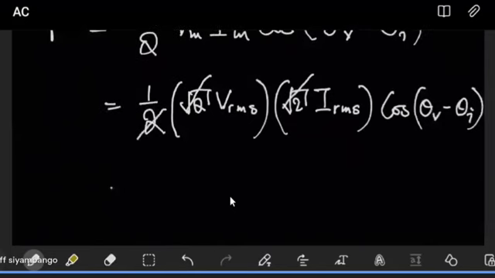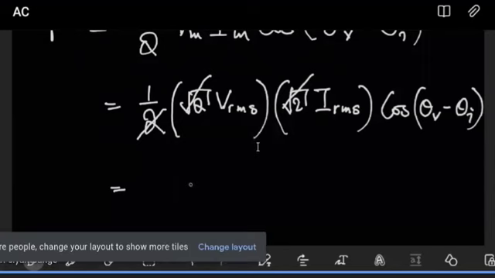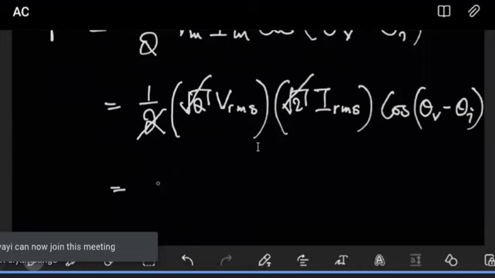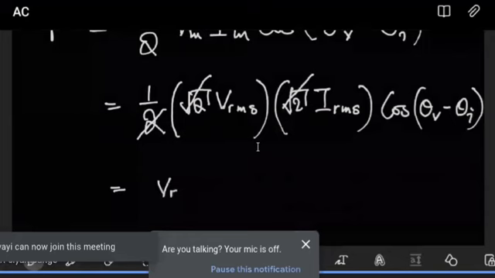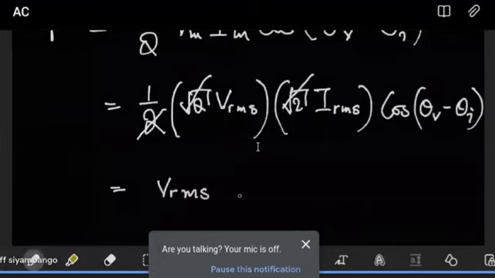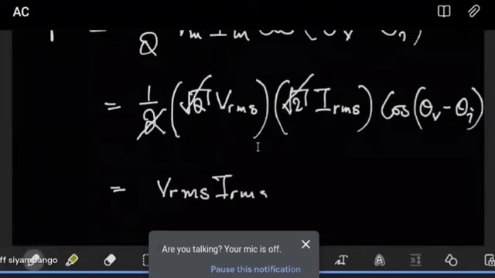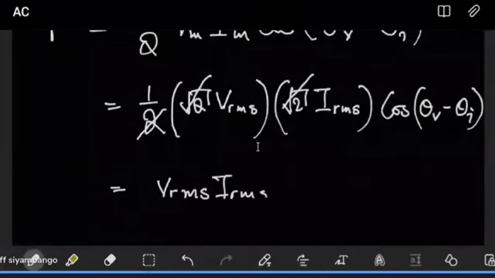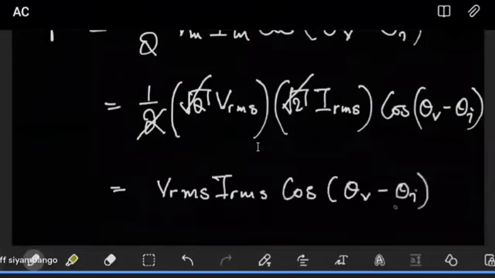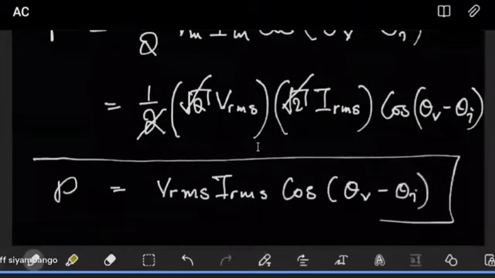So in the end, the expression for the average power will reduce to, I hope you can see that, who's joining us? Okay, so once you cancel that, the expression for the average power will remain as the voltage RMS, the current RMS, multiplying cos of theta V minus theta I. This becomes the expression for the power in terms of the RMS values. Okay, so this is what we have.